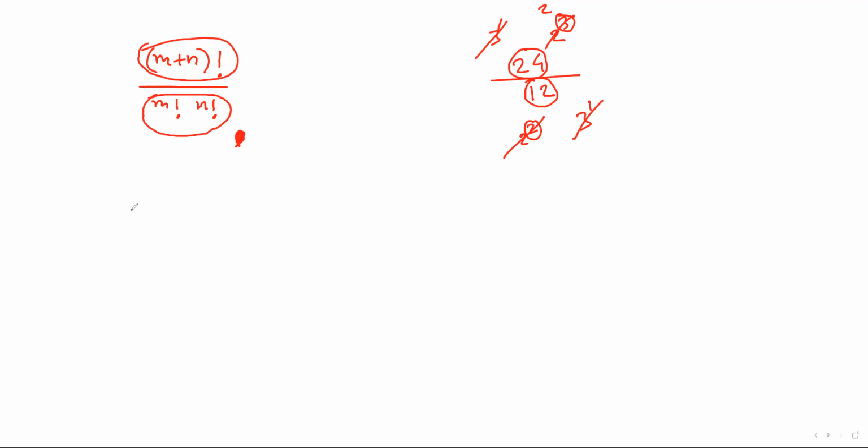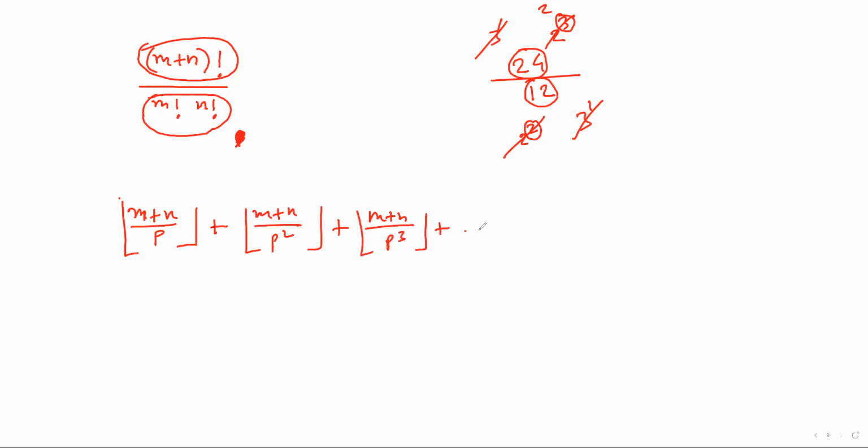Now, the numerator is m plus n factorial, and what is the highest power of p that divides m plus n factorial? We have already found the answer, and the answer is: divide m plus n by p and take floor, plus divide by p square and take floor, plus divide m plus n by p cube and take floor, and go on. We have already solved such a problem. Now, we have seen that this is greater or equal to floor of m by p plus, let's write below, plus floor of n by p.